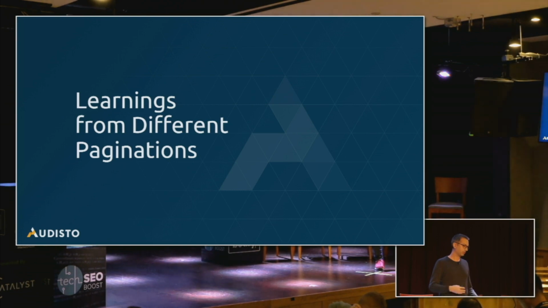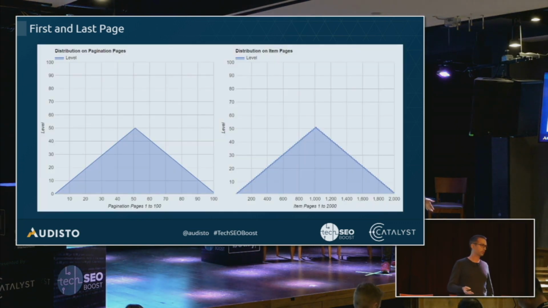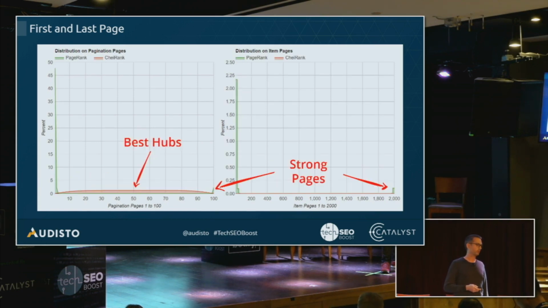So let's look at the key findings from the different paginations we looked at. What you often see is that people link to the last pagination page. And this means that the last pagination page and the first pagination page are always reachable with a single click. What this actually does is cut the whole level architecture in half. So we only have 50 levels now, or 51 levels. And this is really bad, because now the best hubs are in the middle, which is still not good, and the strong pages are at the end as well.